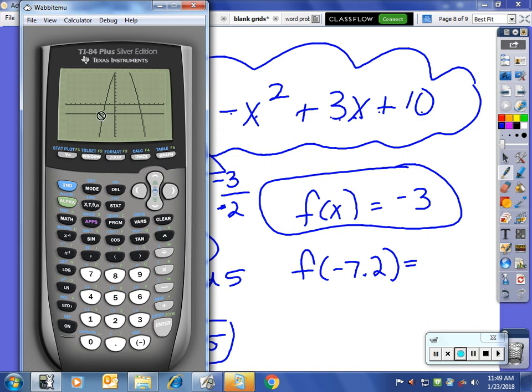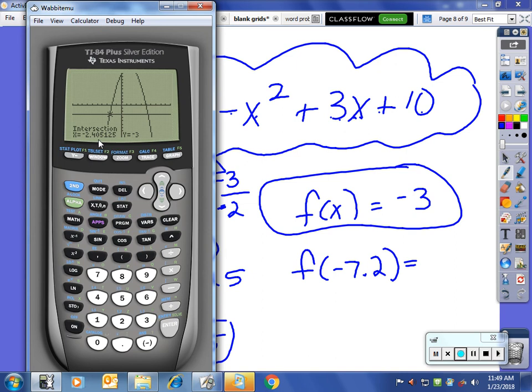Okay, so we're looking for this point and this point. It's just like finding zeros, except we're finding negative 3's. I'm going to calculate where they intersect. First curve, second curve, guess. And sure enough, look at this weird x value it gives me, but what's the y value? Negative 3. How many places did I tell you to write down for me? 3. So you're going to write down negative 2.405. That's one of the places where this function equals negative 3.